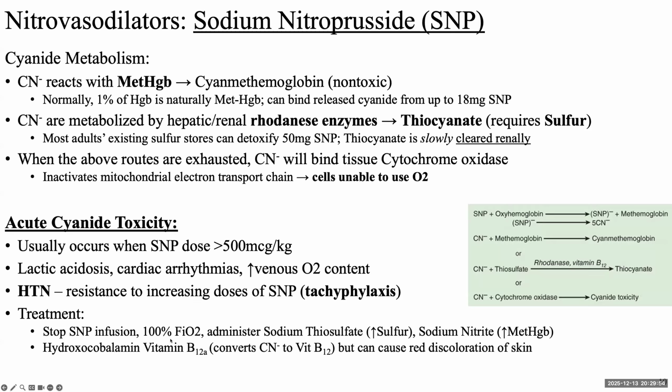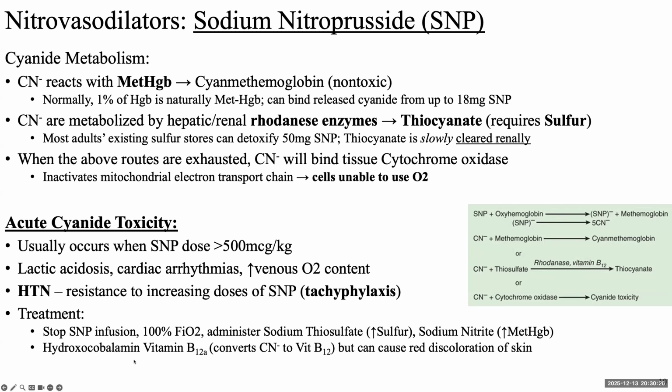We're going to switch to 100% FiO2. We're going to administer sodium thiosulfate, and this helps to increase our sulfur stores so that we can keep taking advantage of this rhodanese enzyme pathway. And we're also going to increase our methemoglobin stores by giving sodium nitrite, right? So again, trying to feed both of the pathways that we have to deal with cyanide.